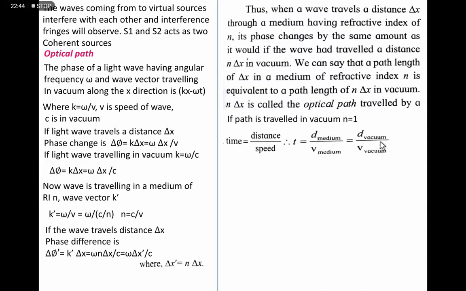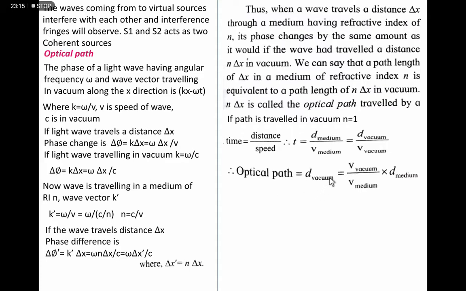This is equal to the distance traveled by the wave in vacuum divided by the speed of the wave in vacuum. If the light passes through the vacuum, that is, if the frequency of the air medium is n, then only we will write this equation.